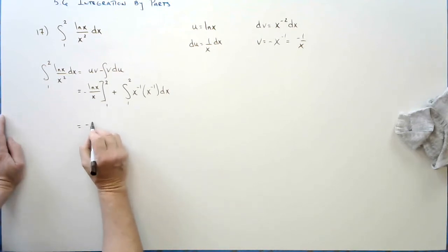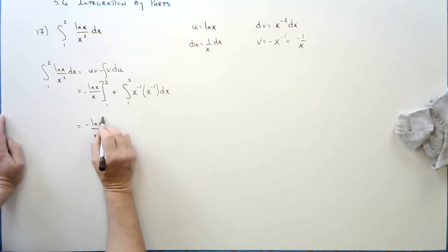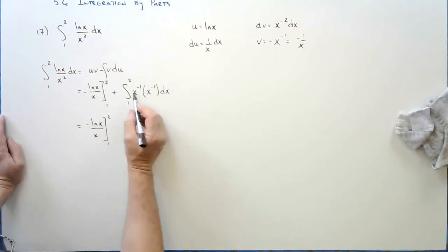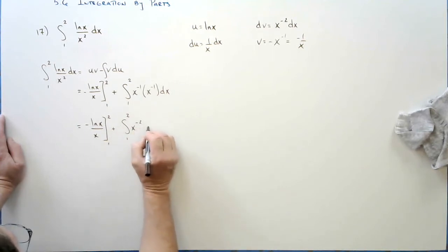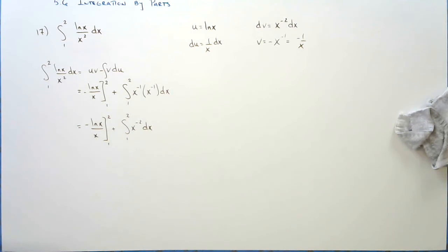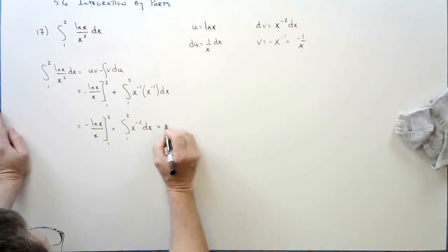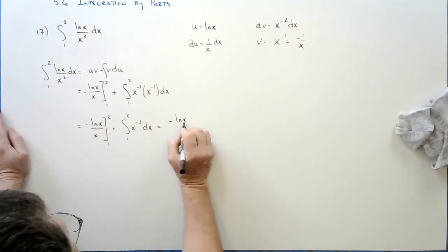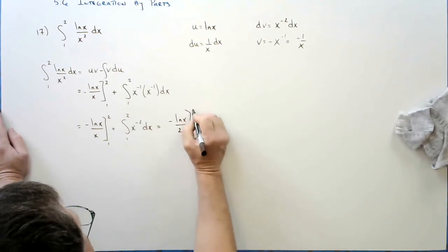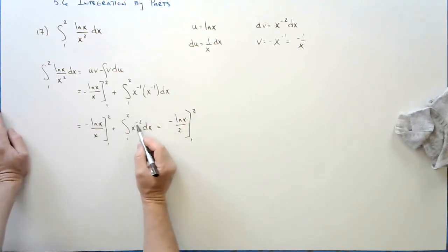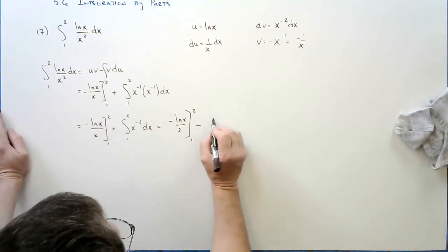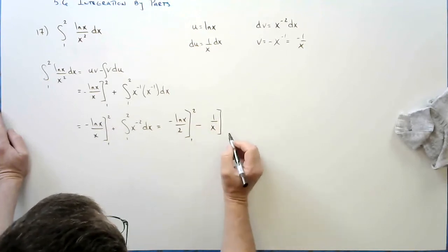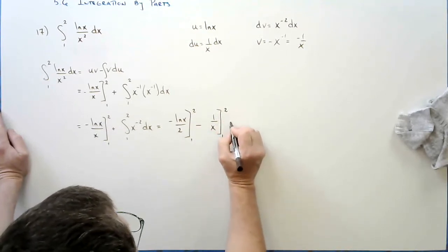So this is going to be minus the natural log of x over x evaluated between 1 and 2. This is going to be plus the integral from 1 to 2 of x to the -2 dx. We've already integrated that once in this problem, right? So we know what we're going to get. The integral of x to the -2 is minus 1 over x. So that's going to turn this to a negative 1 over x evaluated between 1 and 2.